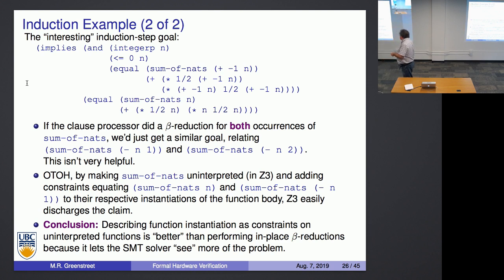So, describing function instantiation, one of the things we've learned is to describe recursive functions as uninterpreted functions, and describe function instantiation as stating equality relations between the particular instance of the function and its expanded body. Don't rewrite it and replace it in place. That allows the SMT solver to, in some sense, see more of the problem, to see the essential parts of it. Especially because proofs tend to involve lots of recursion, we want our translation to play friendly with recursion and induction.